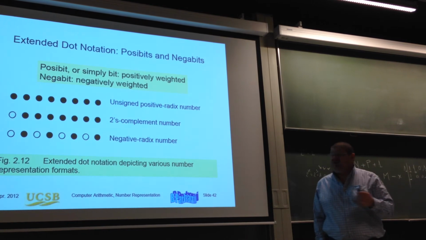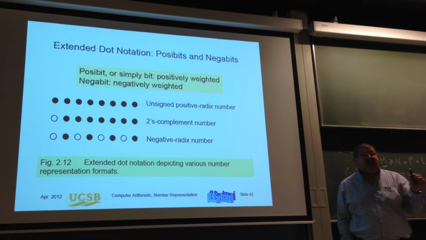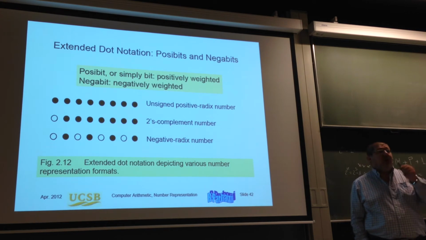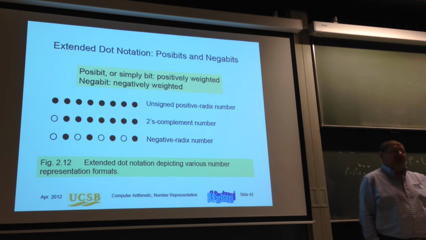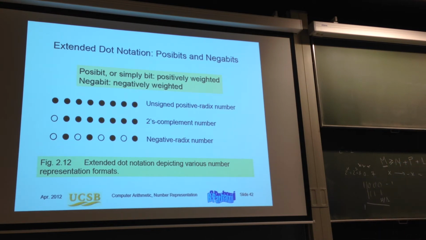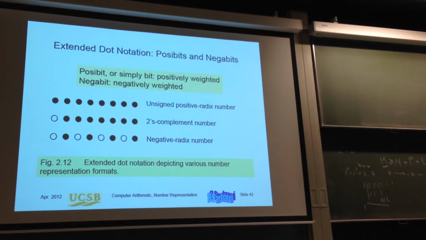The first line is unsigned. The second one is 2's complement. Remember, the most significant digit has a negative weight. The last one is a negative radix. Odd powers do have a negative weight. And I can represent numbers in a negative radix as well. Nobody precludes me to do that. We don't do that in general cases, but we can, if we have to.